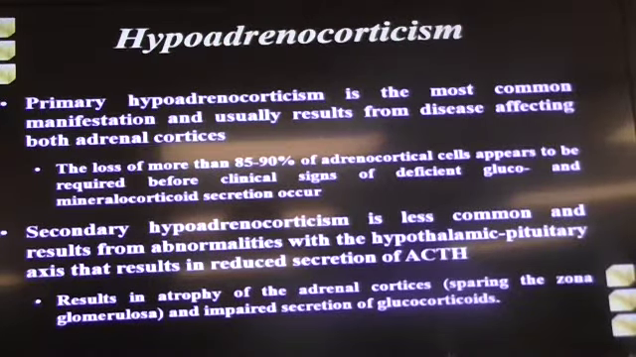But again, with the secondary, the zona glomerulosa is usually spared, so you don't see the problems with the mineralocorticoid. So you don't see a bunch of the electrolyte abnormalities. If I have an animal with hypoadrenocorticism and low sodium, high potassium, what do you think it is? Is it a pituitary or an adrenal problem? It's going to be primary, it's going to be adrenal, because with the secondary you don't see that.